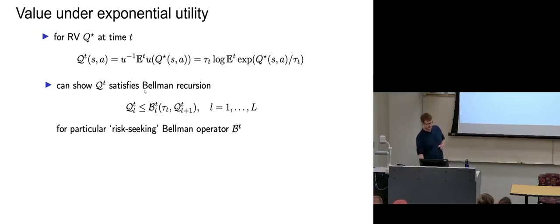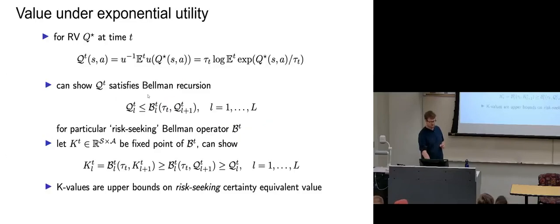So you have, but this is a Bellman inequality. But now we just say, okay, I'm going to define K, which I had before as the exact utility, and I'm going to have K as the fixed point of this Bellman equation. And due to the monotonicity of the Bellman operator, it's an upper bound on the true utility function. So now I'm saying these K values are upper bounds on the risk-seeking certainty equivalent values under that utility function with that temperature tau.